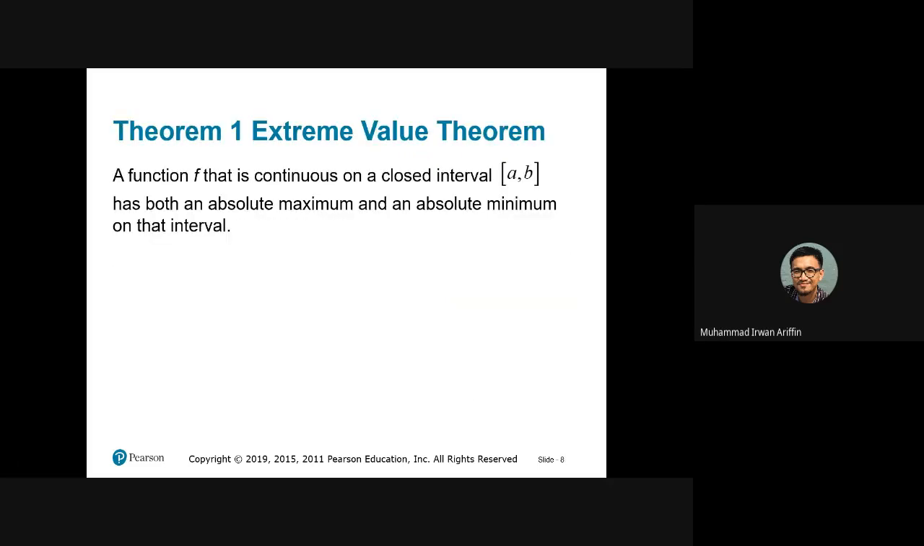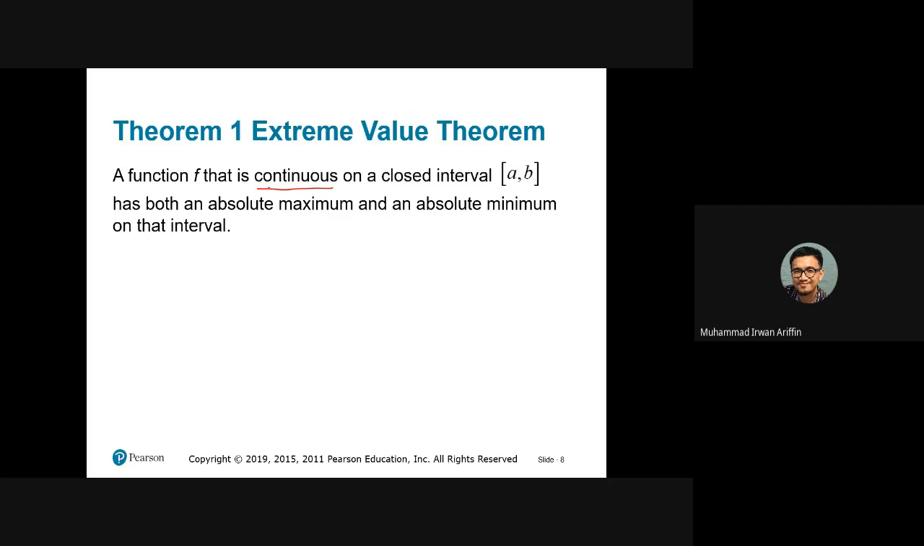Okay, so this brings us to theorem 1, the extreme value theorem, which basically says that a function f, first of all, we have to make sure that it is continuous on a closed interval [a, b]. In the previous examples, we looked at the whole domain of the graph from negative infinity to positive infinity. Now, the extreme value theorem makes our life easier by limiting the domain. Let's say we are given a closed interval with the starting point a to the end point b. So these are the two terminal or end points of the interval, a and b.